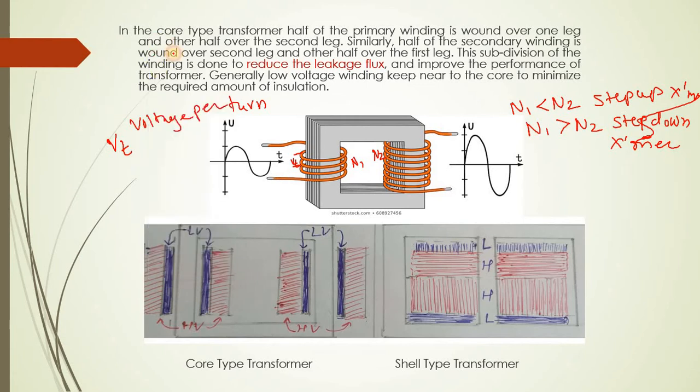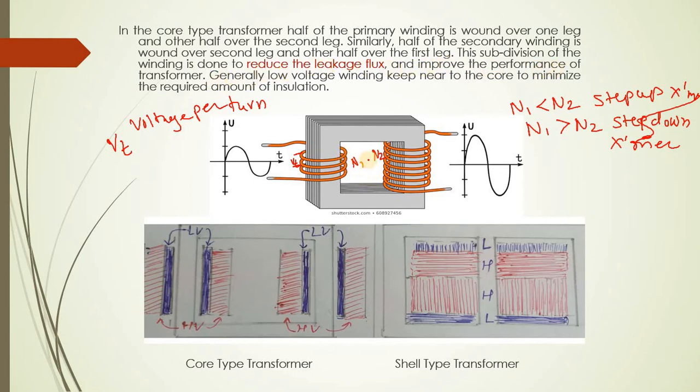Now in the core type transformer, half of the primary winding is wound over one leg and half over the second leg. Similarly, half of the secondary winding is wound over the second leg and the other half over the first leg. It means on this vertical limb or leg, both the windings are wound, whether primary or secondary. This is done to reduce the leakage flux.